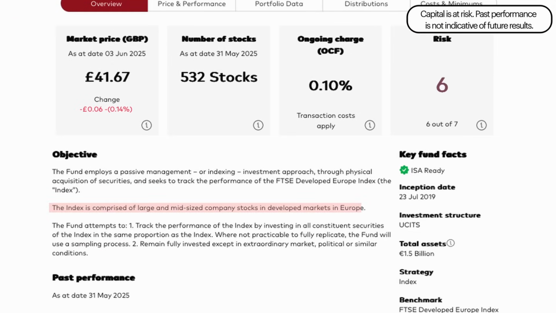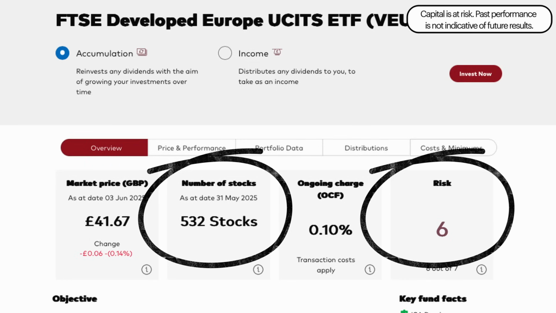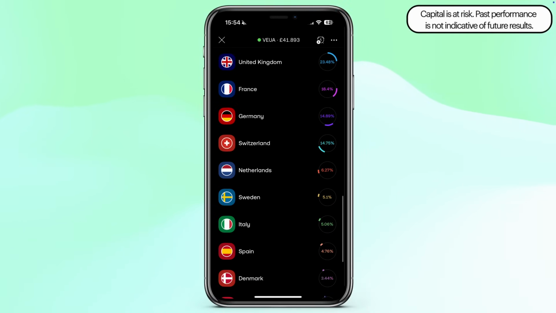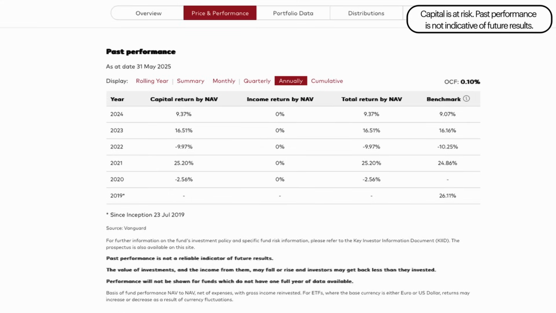Next up, we've got the Vanguard FTSE Developed Europe Fund with the ticker symbol VEUA. This fund is comprised of large and mid-sized company stocks in developed markets in Europe. It has 532 stocks in total and has a risk score of 6 out of 7, reflecting its equity market exposure. The fund's biggest exposure by country are across the UK, France, Germany and Switzerland, with some of the top companies in this fund being SAP, Nestle, ASML, Roche, if I've pronounced that correctly, and Shell. In terms of performance, well, last year this fund provided a rate of return of 9.37% to investors, but returns have been mixed over the past few years.